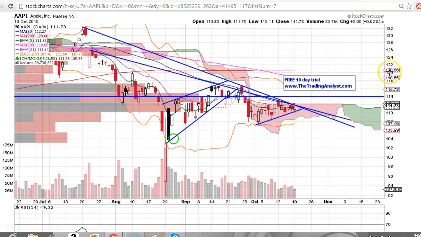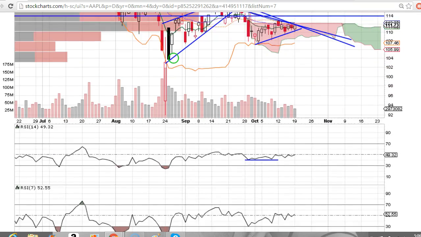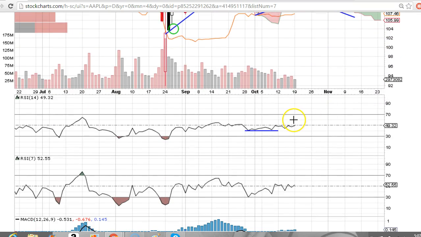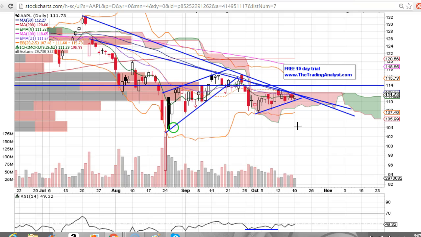Okay. Taking a look at the indicators over here, we've got the RSI, which is still below the 50 line. Typically, stocks that are bullish stay above the 50 line and they bounce back and forth between 50 and 70. Stocks that are bearish stay below 50 and they bounce between 30 and 50. See, that's kind of what we're doing right now. We're bouncing between 50 and 30.